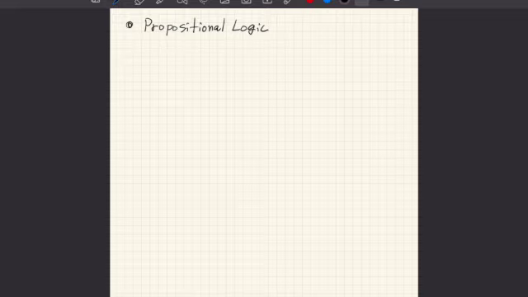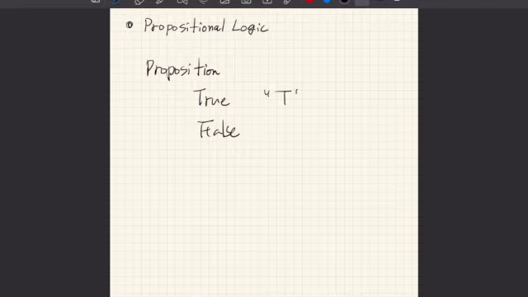Alright, so let's start studying propositional logic. So first, what is a proposition? It is a statement that can be either true or false. So there can be only two possible values, true or false. And true is represented by this symbol, like T. Okay, and false is denoted by this symbol.